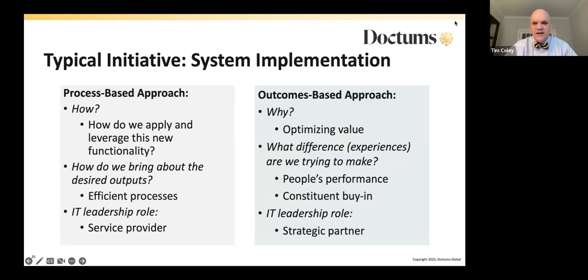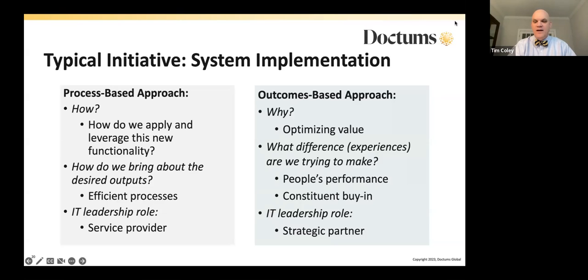What's the value to the institution? What's the value to individuals? What's the difference we're making with people's experiences? How can we help people improve their own performance and link their own performance to the organizational outcomes? How can we help promote that constituent buy-in, so that people feel like, this is something that's being done with me and for me, and it's going to help me? How is IT that strategic partner that really helps you align that with your future priorities?